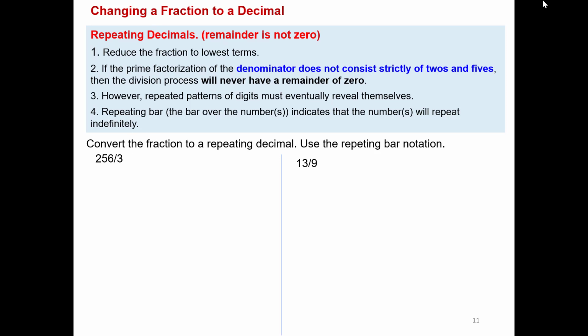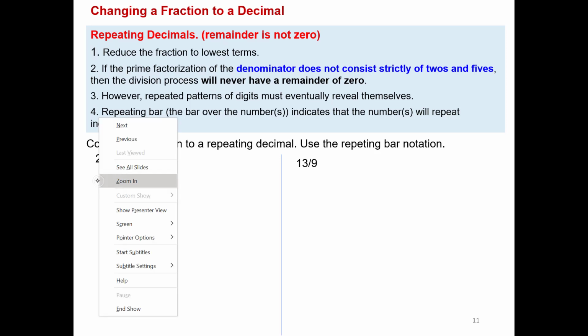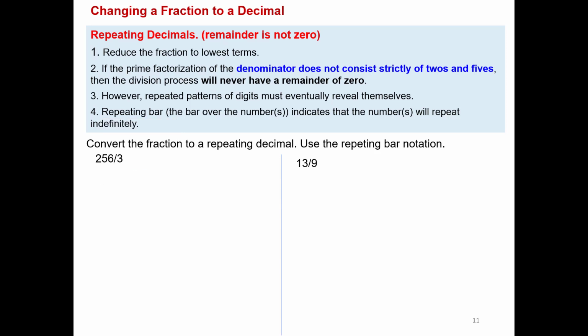In this case, we want to convert 256 over 3 into a decimal. 256 divided by 3. We know the remainder in this case is not 0 because the denominator is 3, and the prime factorization doesn't consist of 2 or 5. Then we know the remainder is not 0. And let's divide.